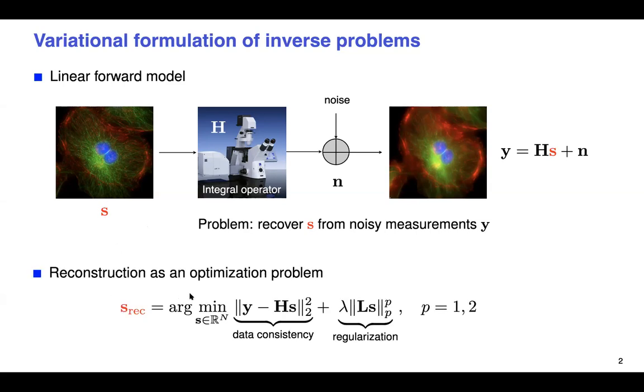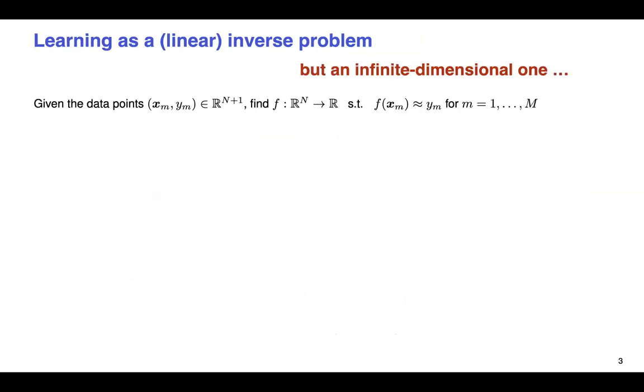And so the usual way is to state that as an optimization problem. What you're doing is enforcing a consistency between, let's say, simulated measurements of your reconstruction compared to your measurements Y. And of course, because the problem is usually ill-posed, you're also imposing some regularization, for example putting a penalty on the L1 or L2 norm of some operator applied to your signal.